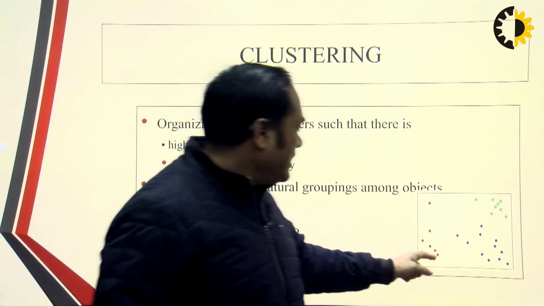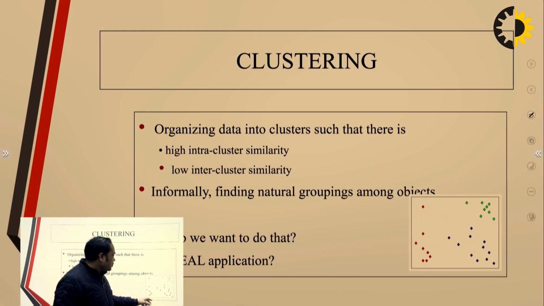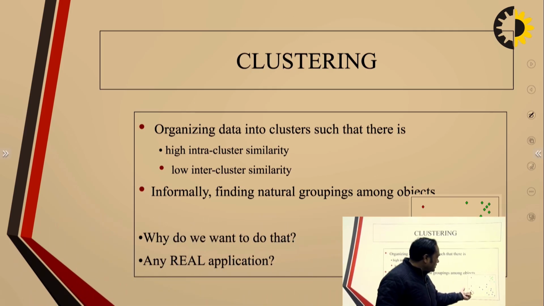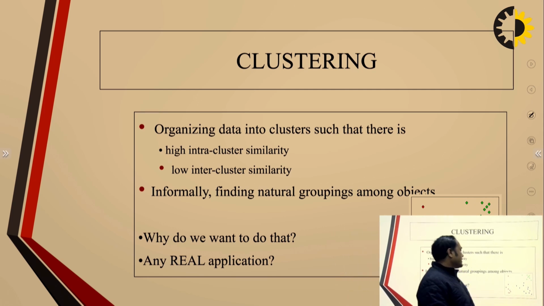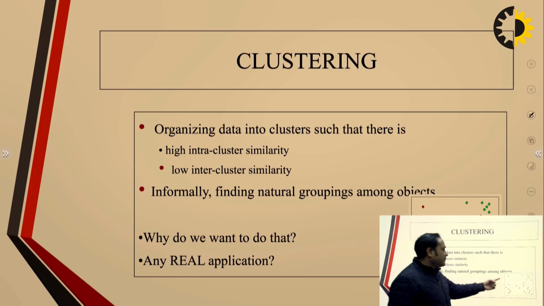So here the data is divided into different groups. We can see the diagram here. Some clusters are very close, that is high intra-cluster similarity. Some clusters are far away, that is low similarity. So informally, clustering means finding natural groupings among objects, that is objects in the different groups.